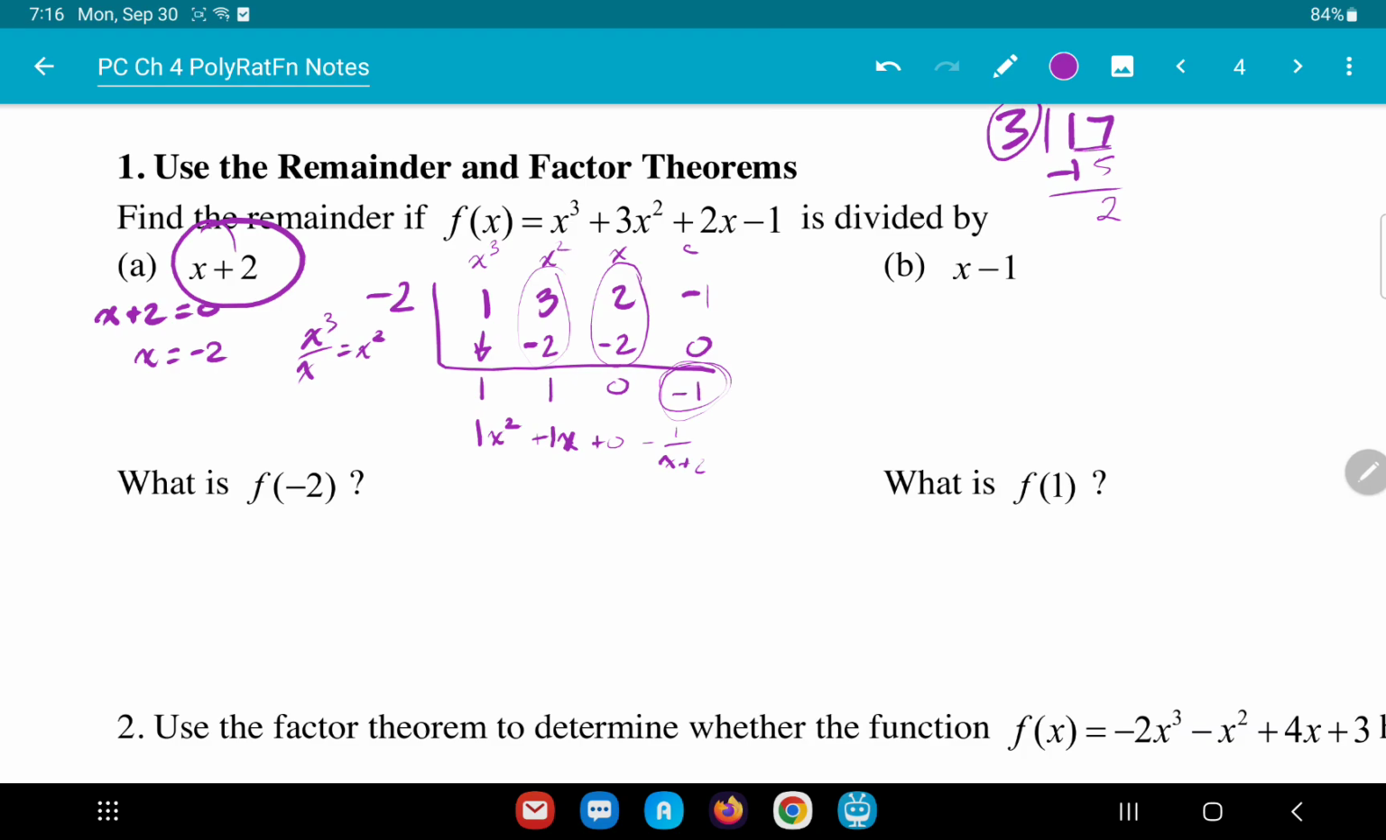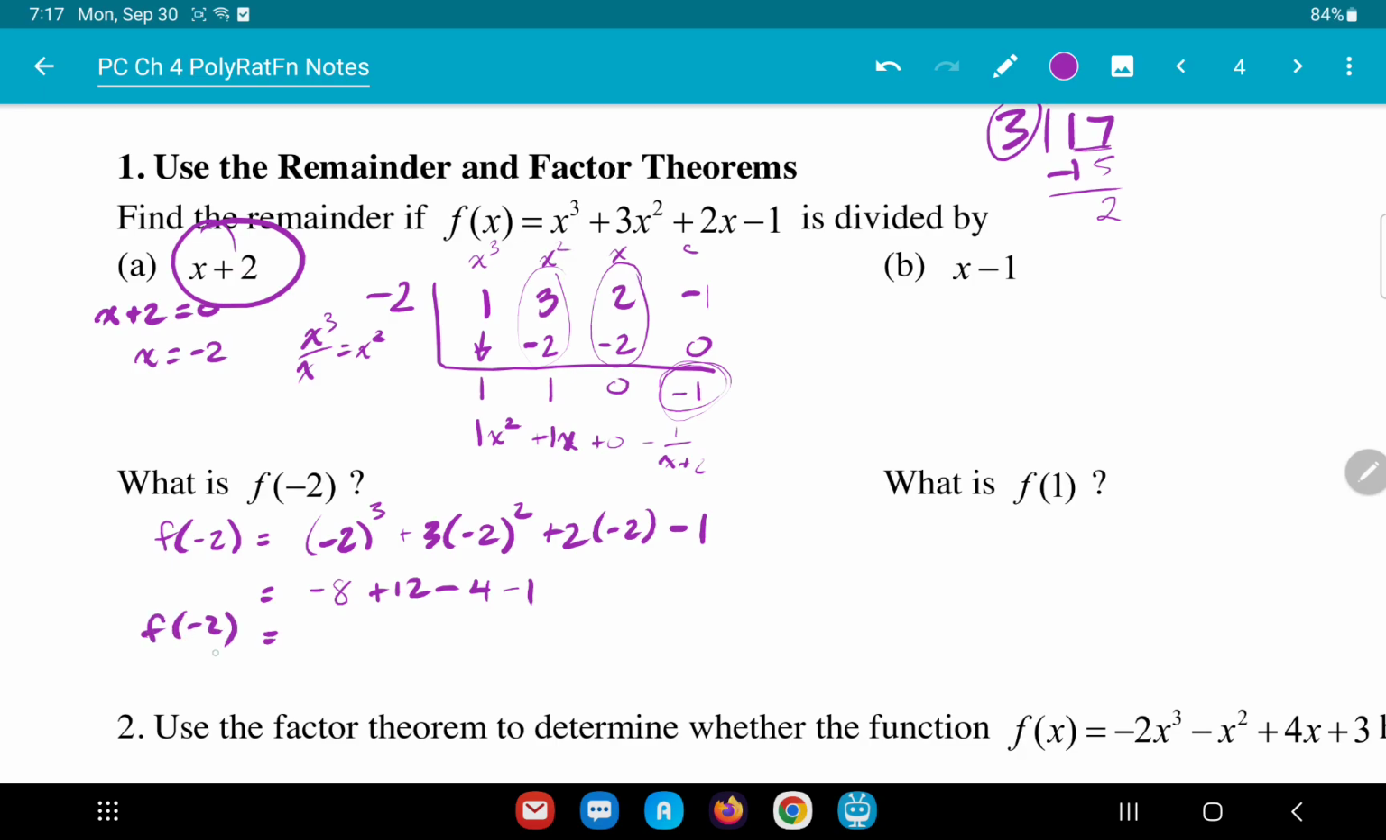When we do f of negative 2, let's go ahead and do it the old-fashioned way of plugging negative 2 into the function. So we're going to get negative 2 cubed plus 3 times negative 2 squared plus 2 times negative 2 minus 1. When we simplify this, negative 2 cubed is going to give us negative 8. Negative 2 squared is 4, times 3 is 12, and minus 4 minus 1. So in the end, we're going to see that f of negative 2 is 4 minus 4 cancel out with 0, and we get negative 1.